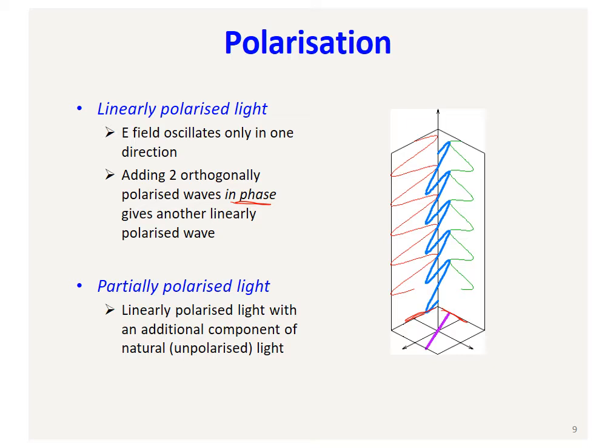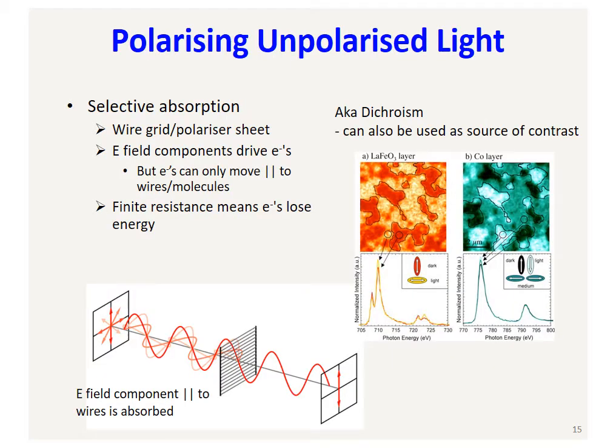We'll often come across partially polarized light, which has a linearly polarized component, and it also has a component of unpolarized light, where the polarization direction is randomly changing and jumping around, just as we saw those random changes happening in incoherent light. There are a number of ways to polarize unpolarized light. We'll be focusing on one called dichroism. It's essentially selective absorption of one of two orthogonal polarization components in the incident beam.